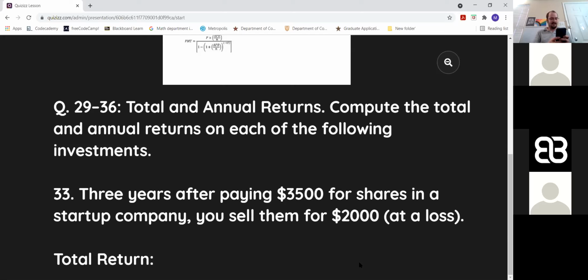So this percentage is going to be to 2 decimal places? Yes, as a percentage to 2 decimal places. This should take you like 1 minute, maybe.